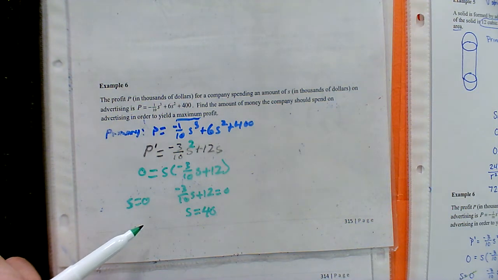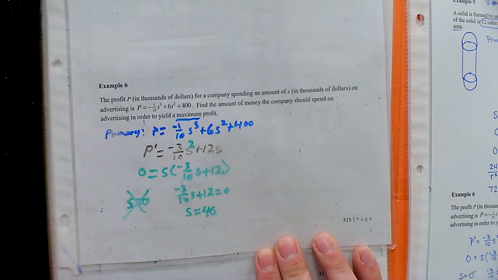Okay, so now we can only use one of these answers. Why can't we use both of them? Why can't both of them be our critical points? Which one would we use? Which one can't we use? You can't use 0 because you're not spending any money. Yeah, we're not spending any money. That's the beginning of our interval there. We're not spending anything, so we're not going to use that one.